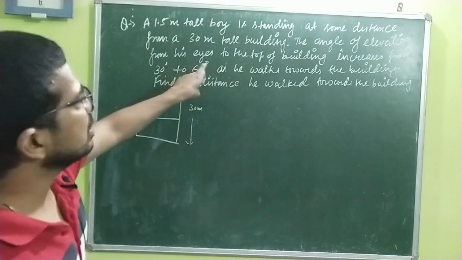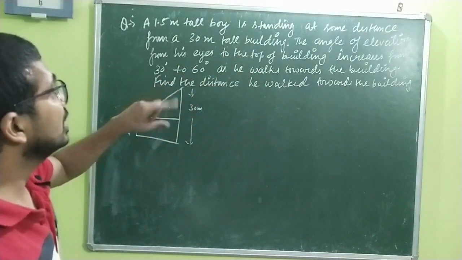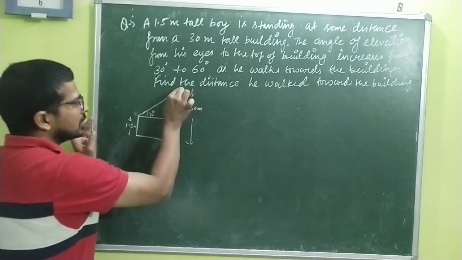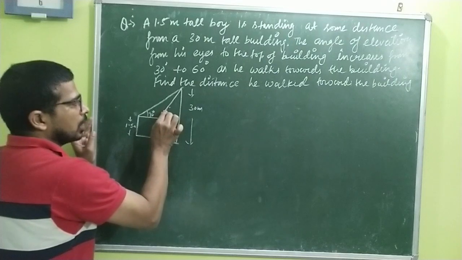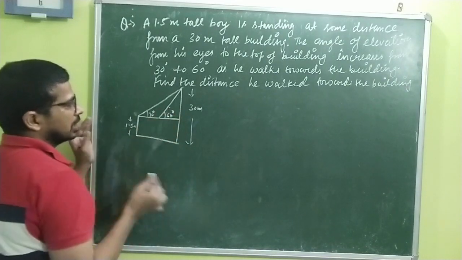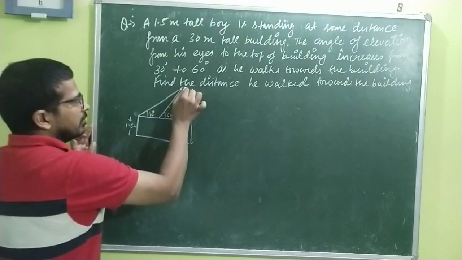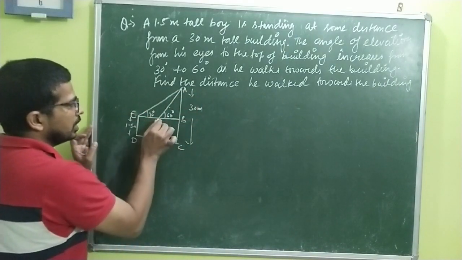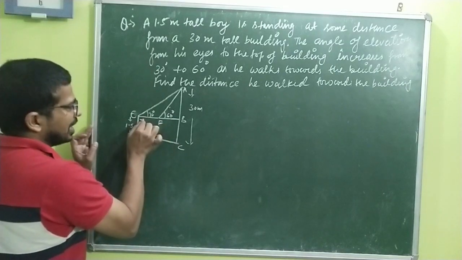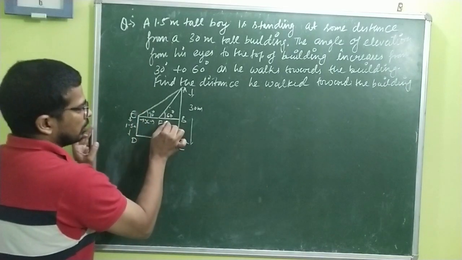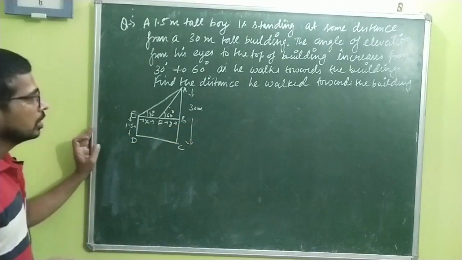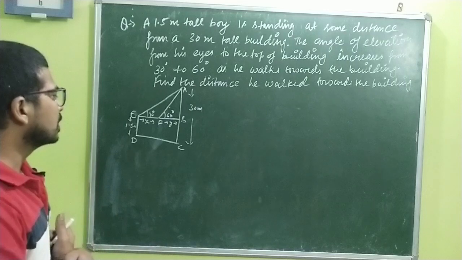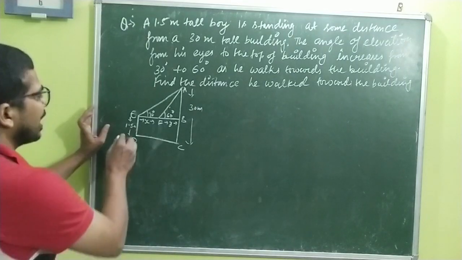The angle of elevation from his eyes to the top of the building increases from 30 degree to 60 degree. If it is 30 degree, and after some time as he moves closer to the building, it will become 60 degree. Now let us see. We'll mark it as A, B, C, D, E, F. You can mark it as X also, or Y, your choice. Why do I take X and Y? It becomes a little easier to solve. So now 1.5 meter tall is there.